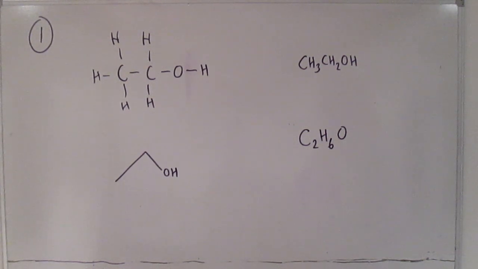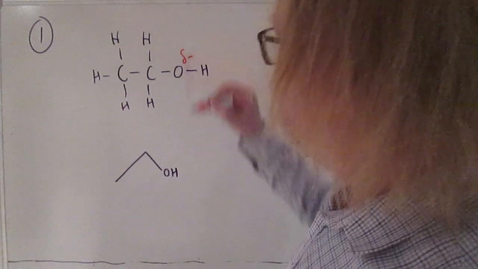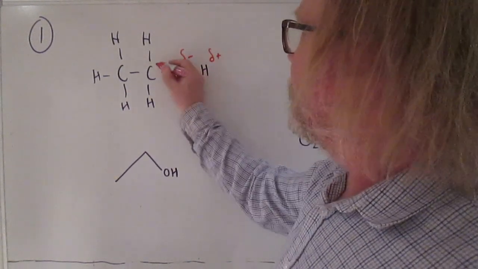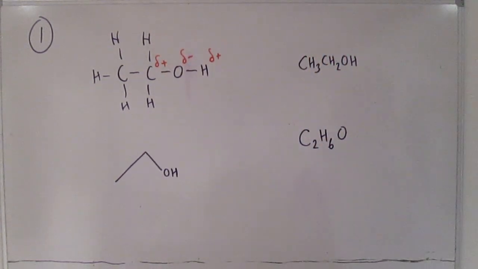The only time it isn't would be if it was bonded to the most electronegative element, which is fluorine. So we know in this case that that's going to be delta negative, and both the hydrogen and the carbon that it's bonded to are going to be delta positive. So then it asks us to explain why ethanol is a polar molecule. So that's part of the answer.